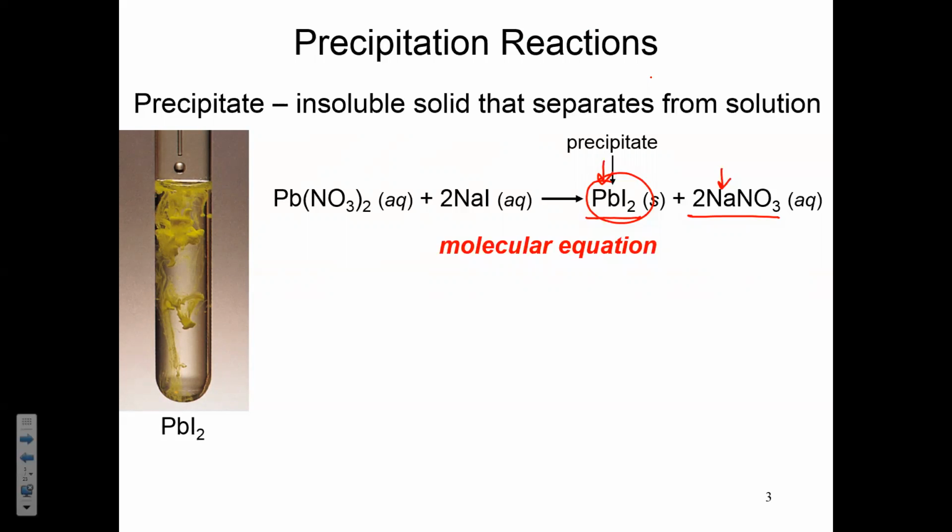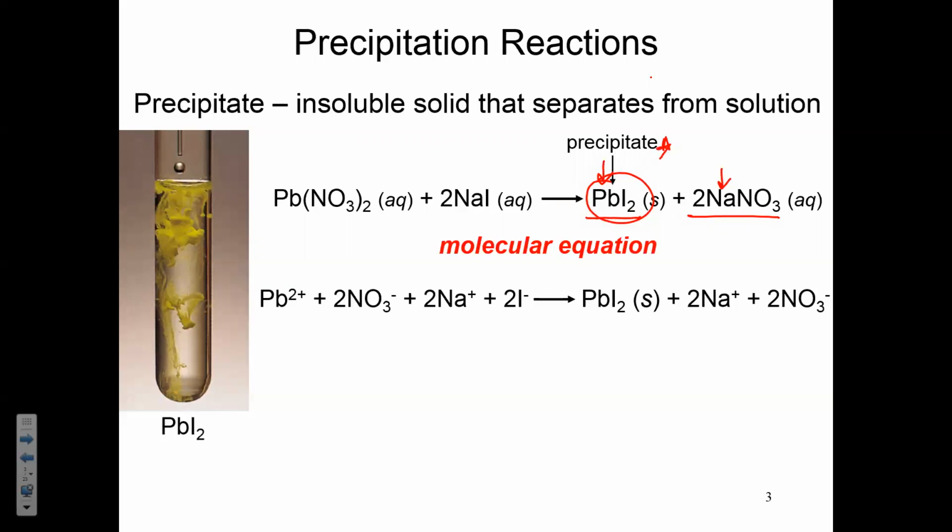Once we know this precipitate though, we can break this equation into what we call an ion equation. Okay, and we didn't discuss how to do this in the last lecture, but I want to talk about it a little more in depth now. Okay, so we look at each compound.